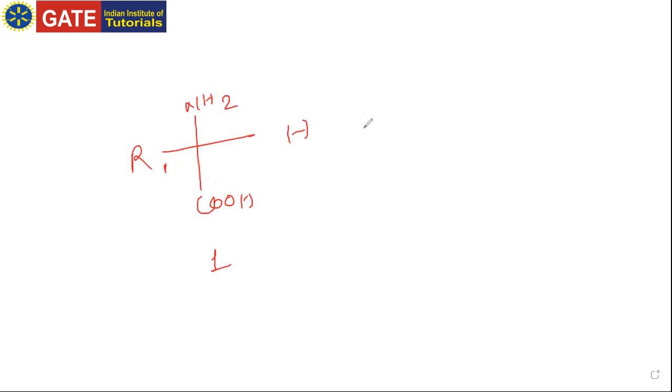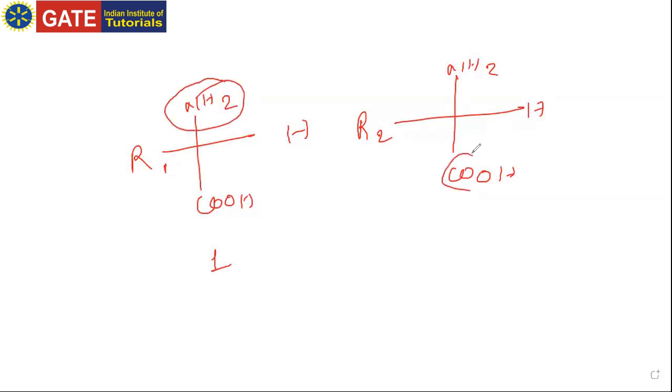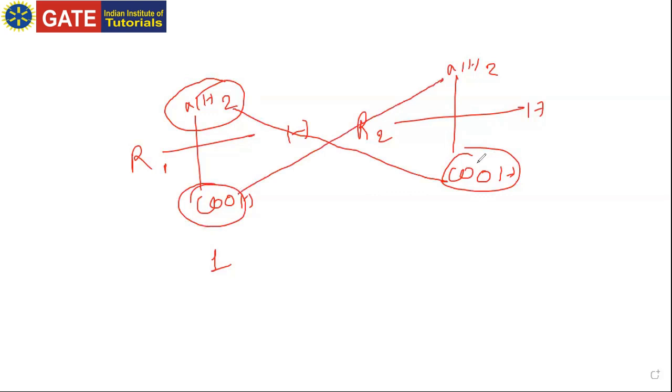Second amino acid, same, R2, H, NH2, and COOH. Okay, so what will happen? Bond formation between this amino group and this carboxylic group. Understood? When a bond forms between the amino group of the first amino acid and the carboxylic group of the second amino acid, so that bond we consider a peptide bond.